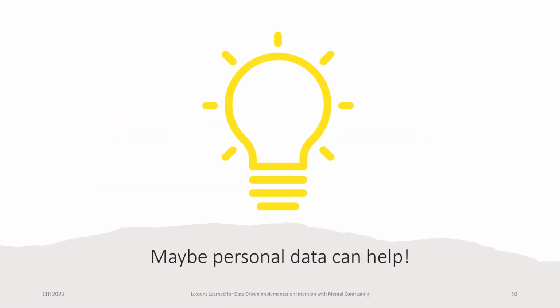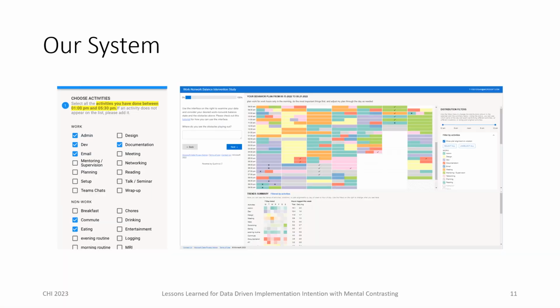Well, maybe reviewing personal data and reflecting on it can help with finding relevant obstacles and actions. So we built a system to see what this might look like, and I'm going to share what we learned doing so. Here is how our system looks. There are two major components, data collection on the left and reflection on the right.